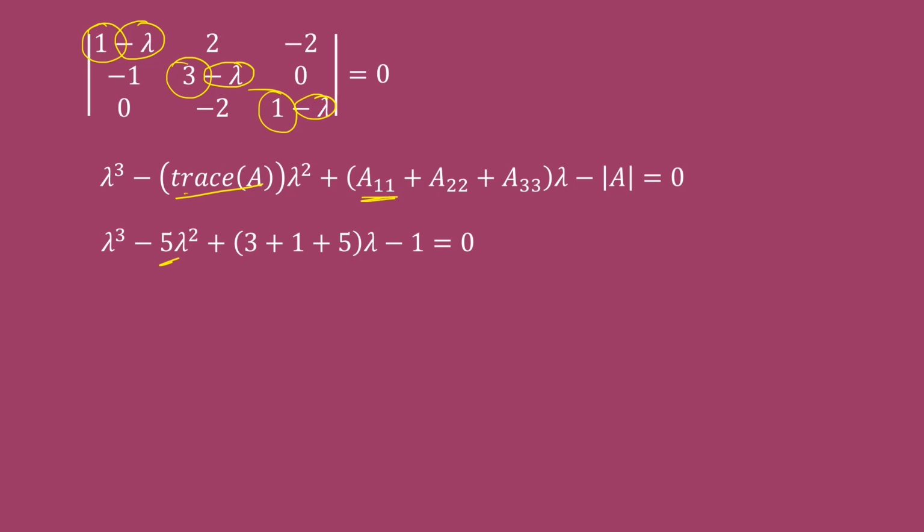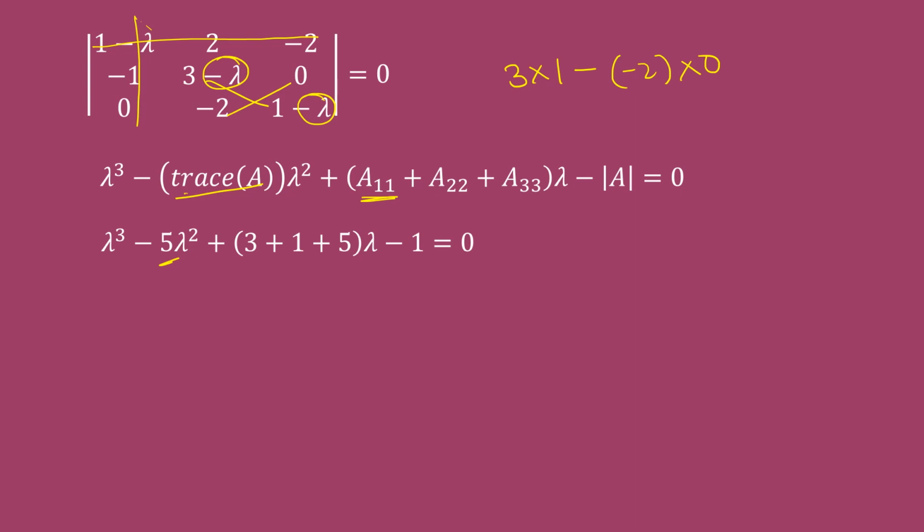A11 is a minor which is obtained by eliminating the first row and first column. So if I eliminate this first row and first column and I don't look at the minus lambda things, then I'm going to get A11 as 3 times 1 minus 2 times 0. So this is going to be your A11. So 3 times 1 is 3 minus 2 times 0 is going to be 0. So ultimately you will get A11 as 3. So this is what I have written over here.